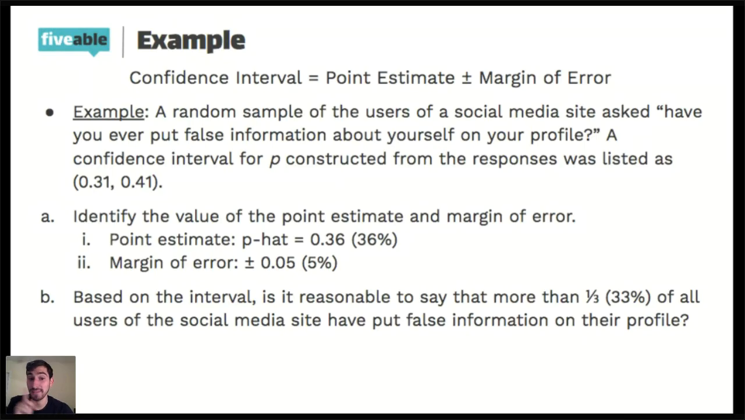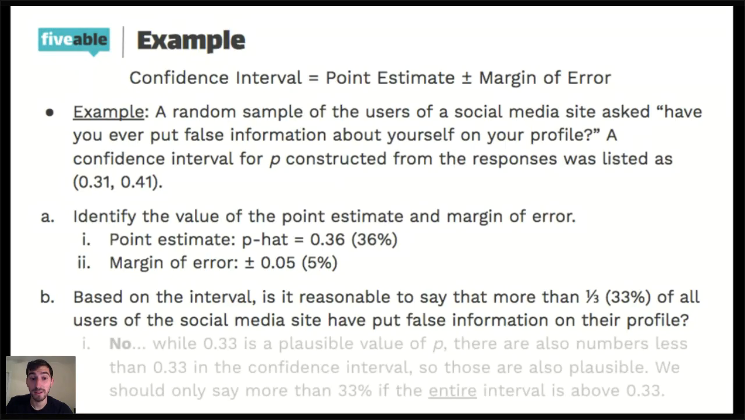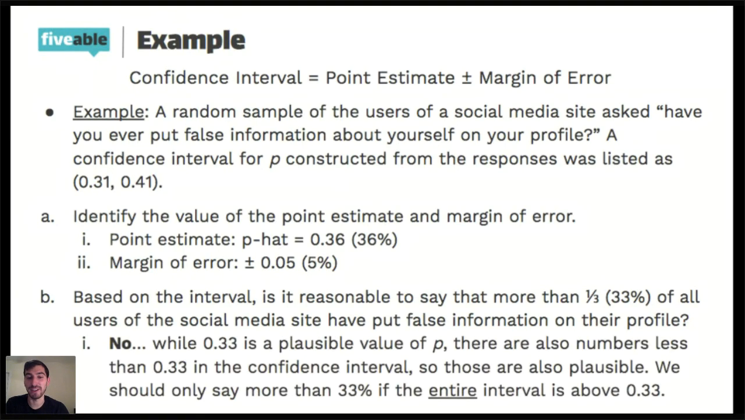Well, Dara, I hate to break it to you, but you are right. It is in fact no, not reasonable, because 0.33 is in the interval. This is where a lot of people get it wrong. They go, oh, 33%, that's in the interval, so it has to be true that more than 33%. But the whole interval would have to be above 0.33 for me to justify, yes, it's more than 33%.